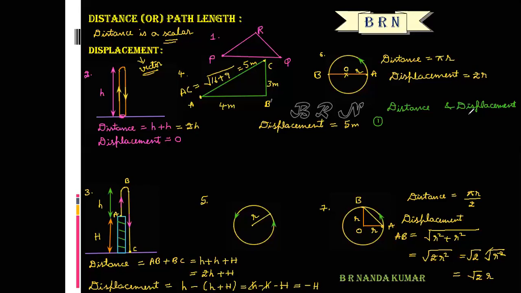Displacement is the shortest distance between the initial and final position. Distance is a scalar physical quantity. Displacement is a vector physical quantity. Distance is always positive. Displacement can be positive or negative or zero. Distance has only magnitude, displacement has both magnitude and direction. So these are the differences between distance and displacement.